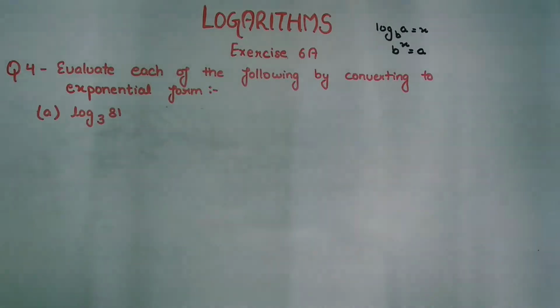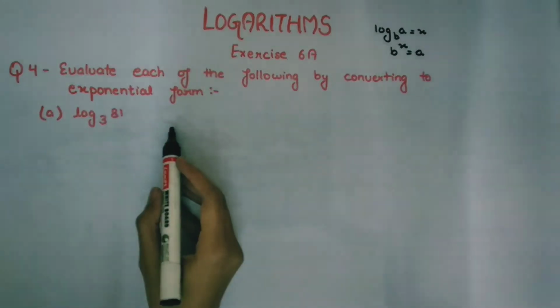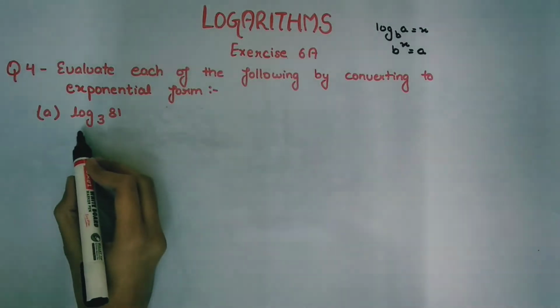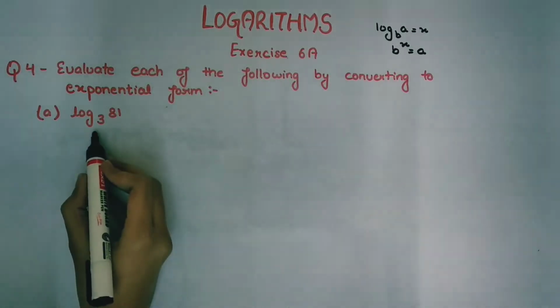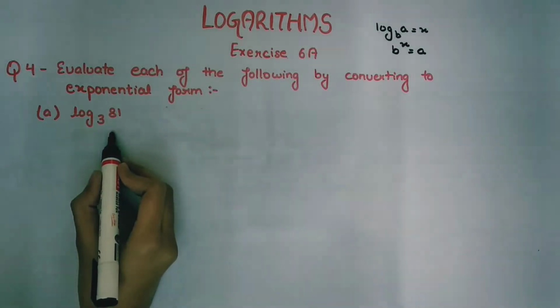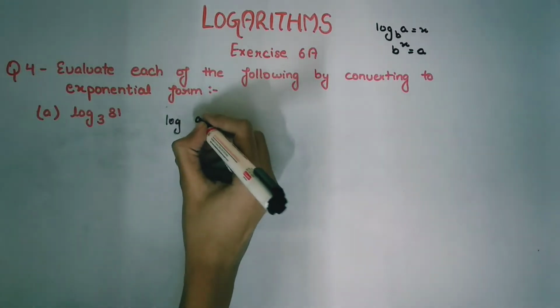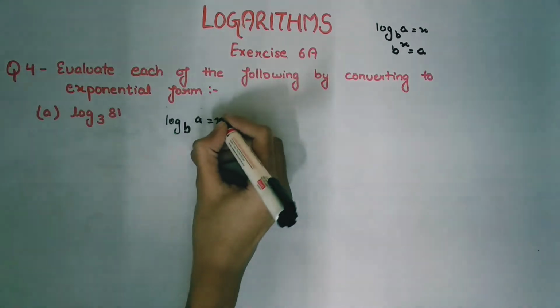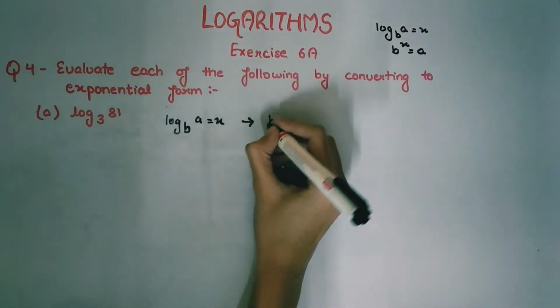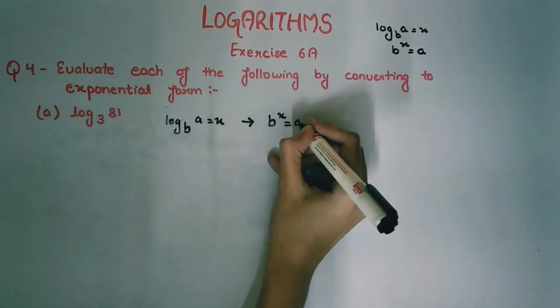Our fourth question is to evaluate each of the following by converting to the exponential form. We have log of 81 to the base 3. This is the logarithm form. We know that the logarithm form, log a to base b equals x, can be written in the exponential form as b raised to power x is a.